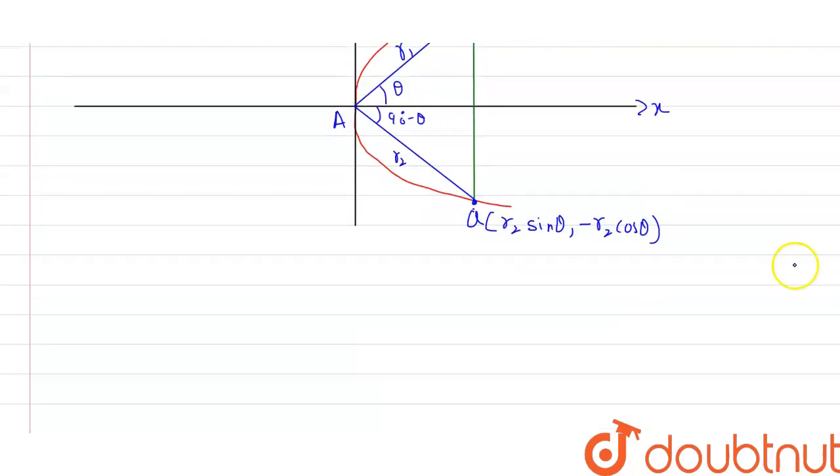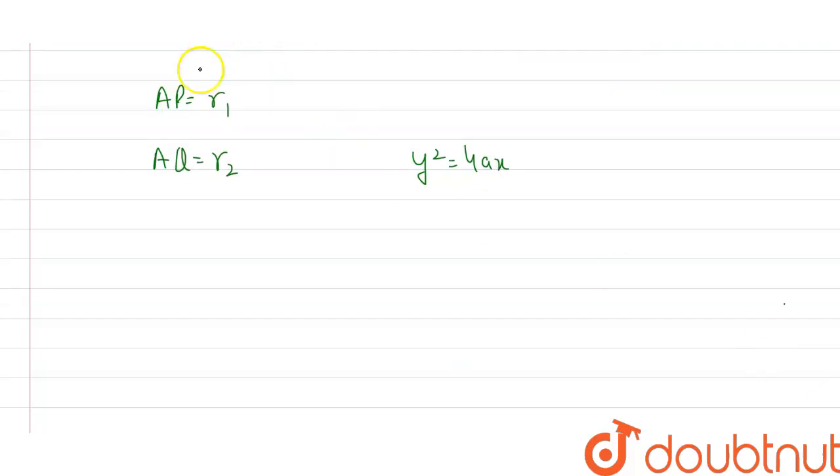So we can clearly see one thing now. What is the value of AP? AP is R1, or we can say chord 1, and AQ is R2. Now what is the equation of the parabola? The parabolic equation is y square equals 4ax. So points P and Q should satisfy this equation. At point P, what is my y value?